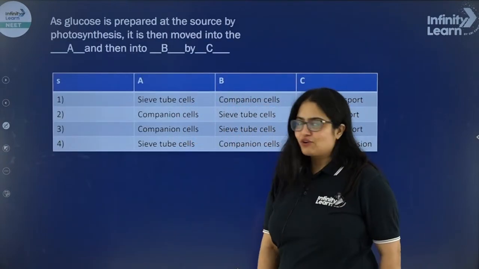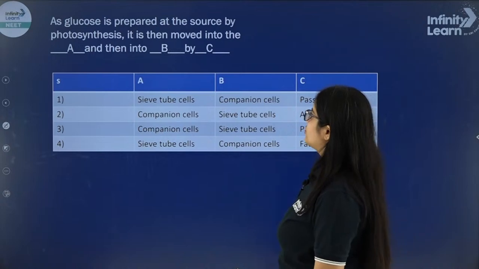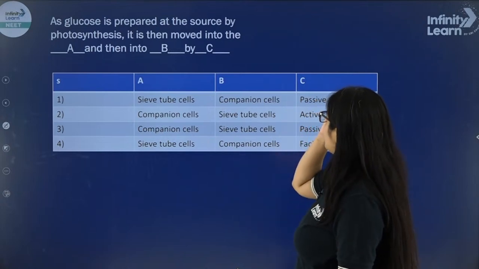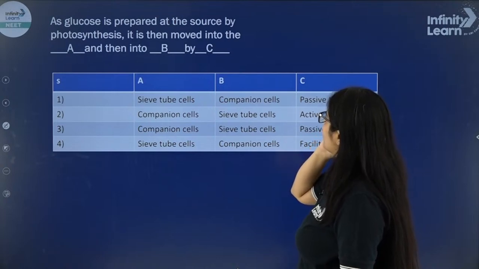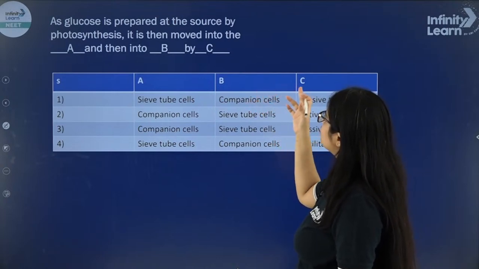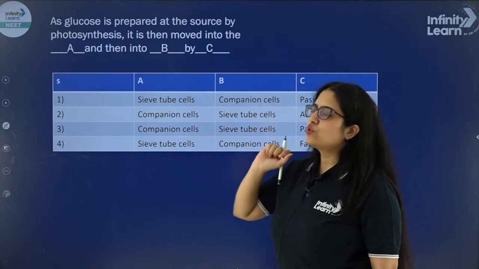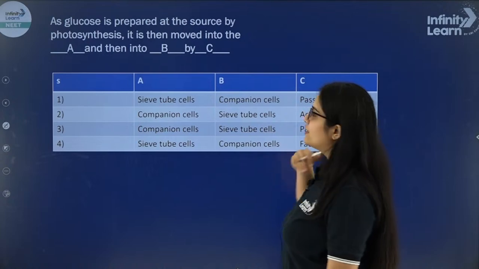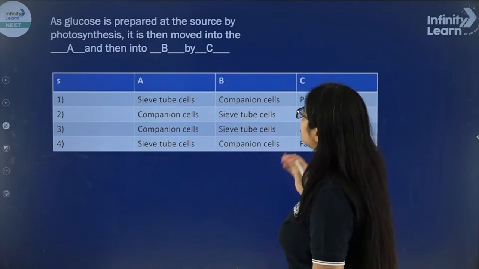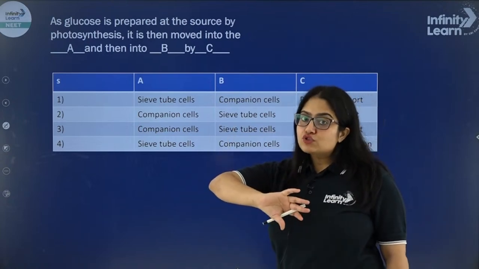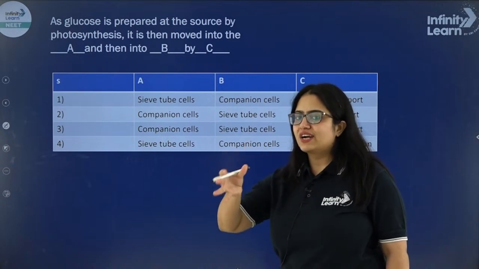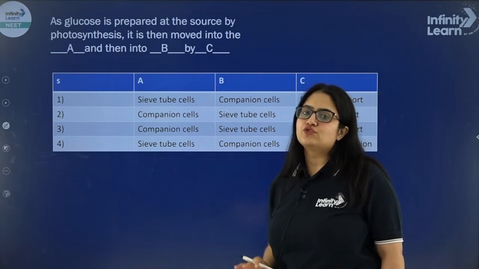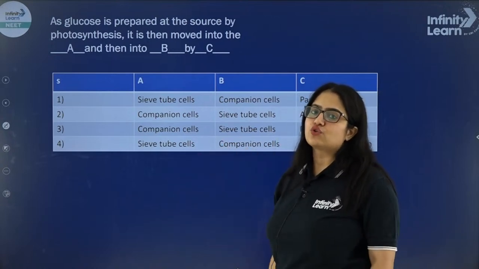Again, match the column. This is from your chapter 11, class 11, Transport in Plants, from your phloem transport. As glucose is prepared at the source by photosynthesis, who is the source? The leaf, where photosynthesis takes place and glucose is synthesized and transported in the form of sucrose. From the source cell it is moved to the companion cell, and from the companion cell to the sieve tube. This loading is going to be active, as well as unloading at the sink.